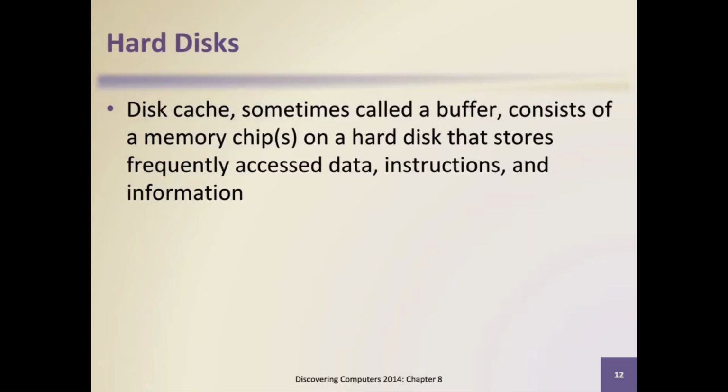Hard disks improve their access time by using disk cache. Disk cache consists of a memory chip on a hard disk that stores frequently accessed data, instructions, and information. The larger the disk cache, the faster the hard disk.